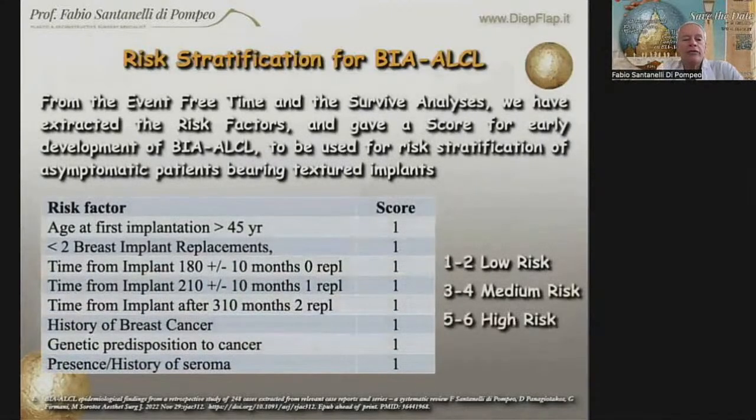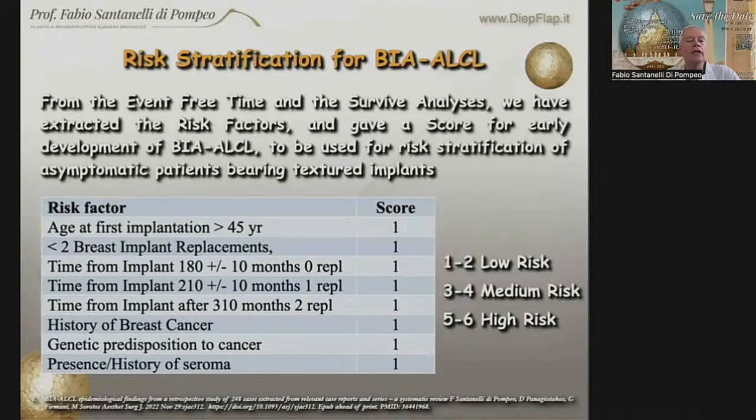What we can do is a risk stratification. In our study, we took all the risk factors from the event-free time analysis and the survival analysis, put them together, and gave a score in order to establish three levels of risk for those asymptomatic patients. A score of 1-2 is a low risk, 3-4 a medium risk, and 5-6 a high risk.